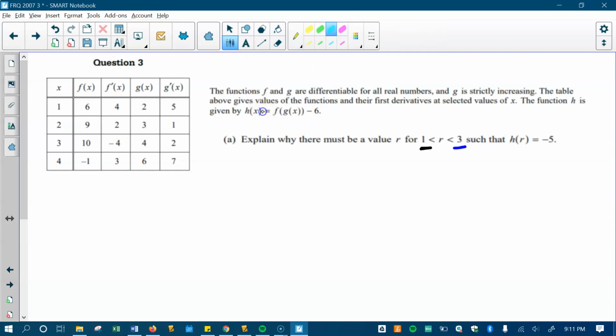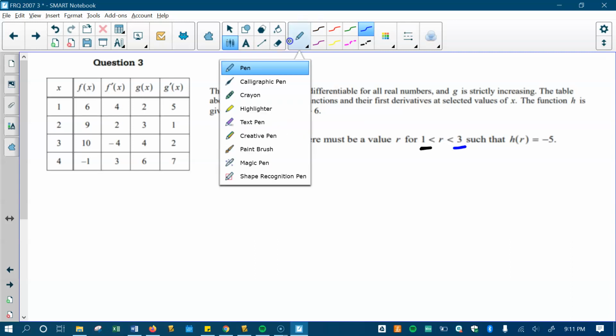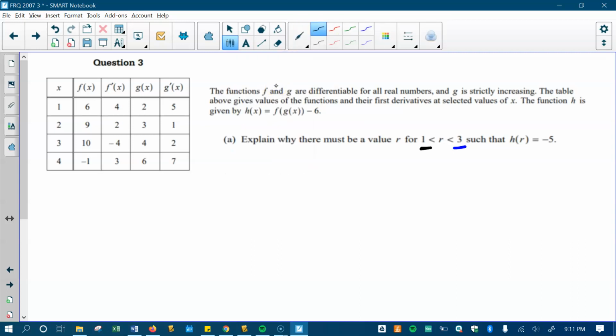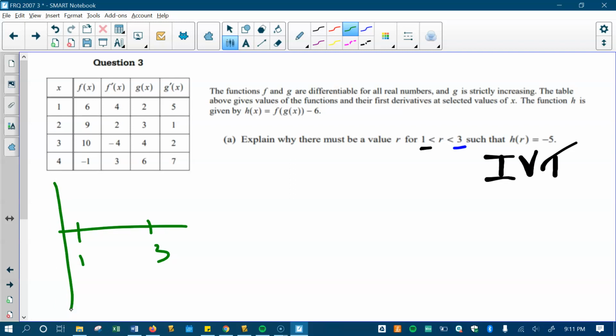And when I see something like that, I know that this is going to be, let's do a fancy pen here, that means that's going to be an IVT. So how do I do that? Well, I need two endpoints to first bound it on. They told me in between 1 and 3. And again, I have no idea what the function looks like, but I just want to see what happens when I plot the 2 points, 1 and 3. I need a point, so here's -5, and I really need a point above and below at 1 and 3 to show that there's a y value. So let's see what we get.